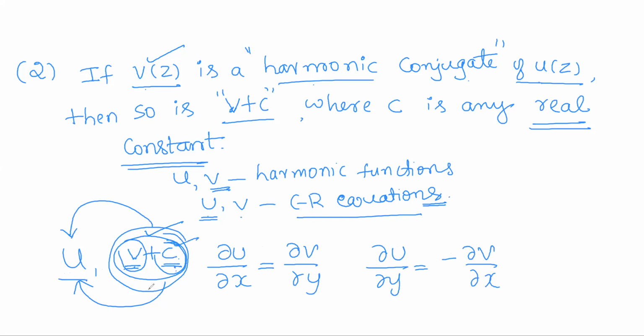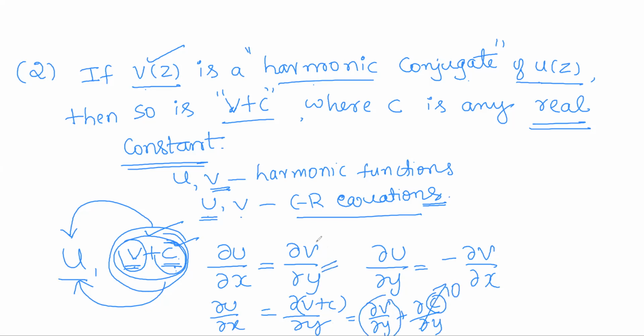As the differentiation of a constant is 0, in place of V, I can write V plus C of Y, because differentiation of V plus C with respect to Y is ∂V/∂Y plus ∂C/∂Y, and differentiation of a constant is 0. So we are left with ∂V/∂Y once again. So on the right hand side, instead of ∂V/∂Y, I can write ∂(V plus C)/∂Y, because differentiation of a constant is 0, right?